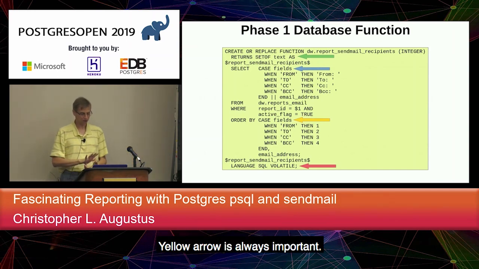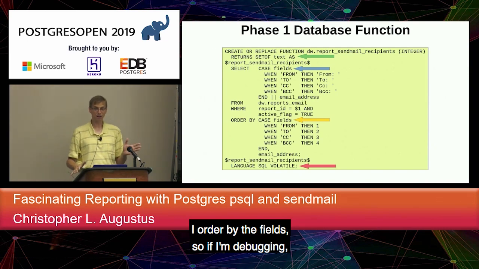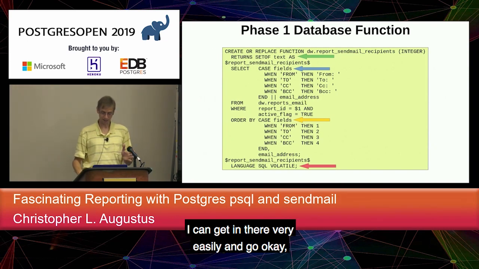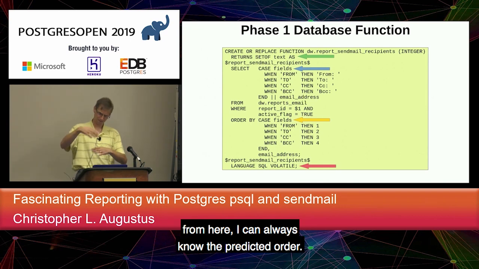The yellow arrow is always important. I order by the fields, so if I'm debugging, I can get in there very easily and go, okay, from here, and I can always know the predicted order.